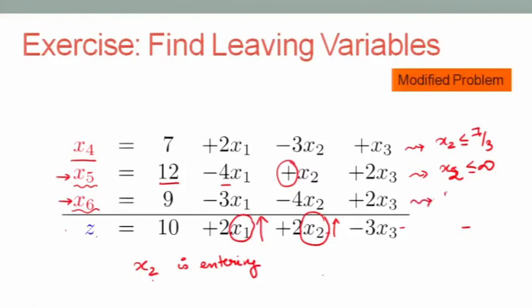And according to x6, x2 must be less than or equal to 9 by 4.